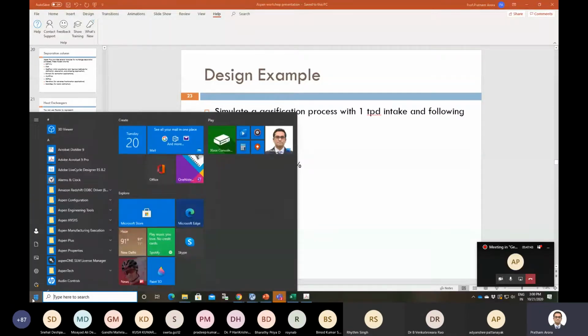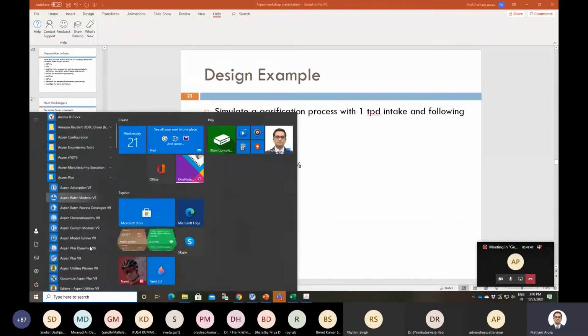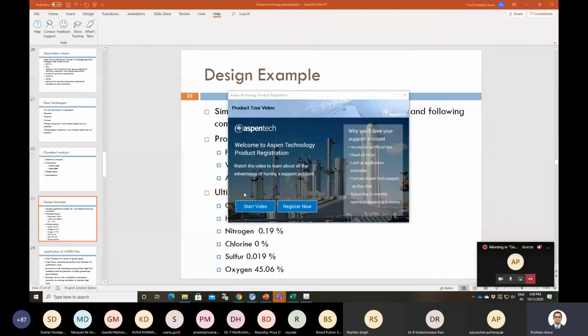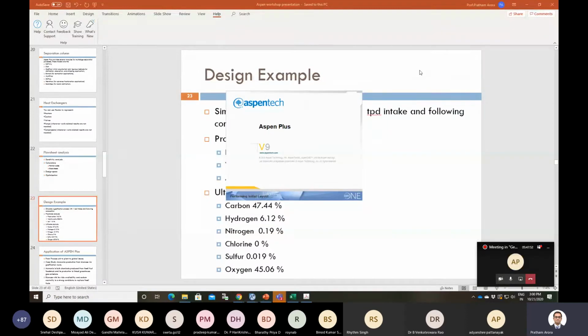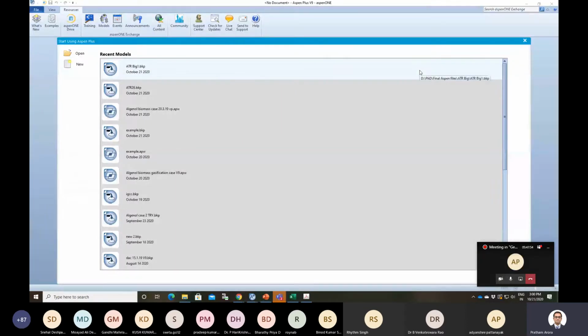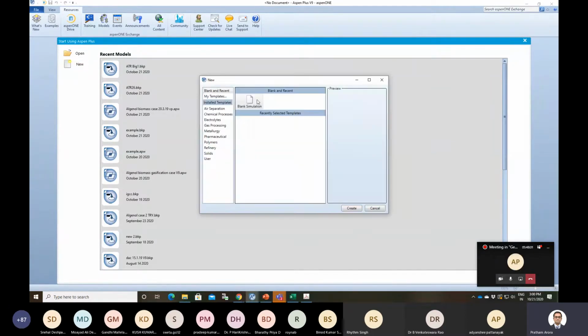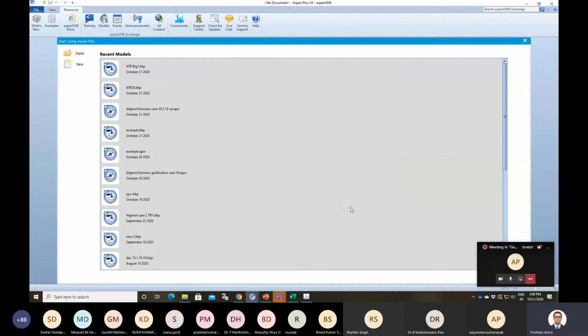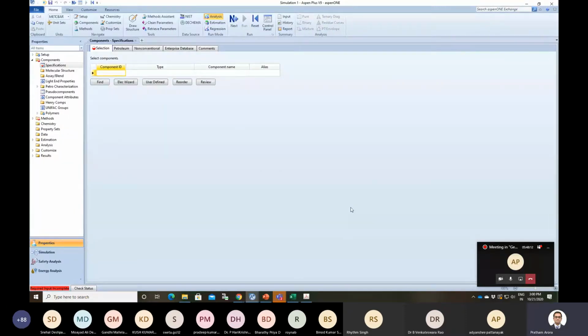So this is to start the software. What I will do is I'll go to the Aspen Plus. It has many more packages, and press Aspen Plus V. I'm using the 9th version, whereas a lot of versions are available. The current version that is available in the market is V11. So you can go for either of them. I would press a new one here, and then press a blank simulation and press create. So I reached this figure.